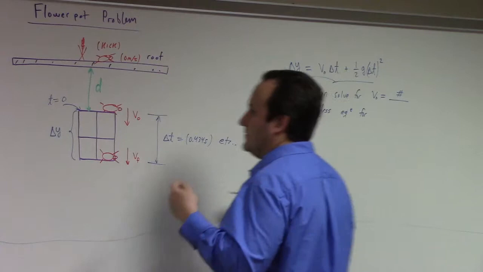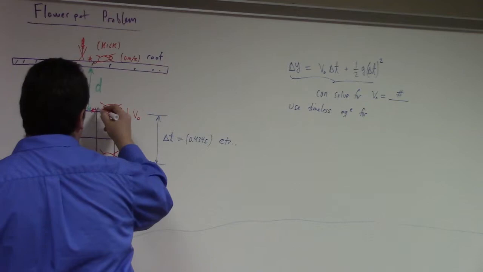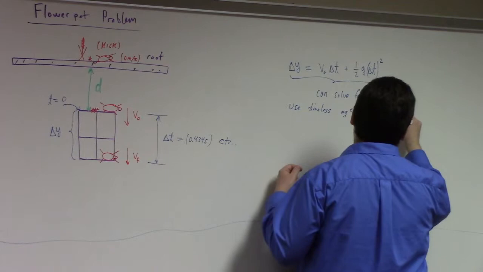I need some labels. So for lack of imagination, I will call this point star and this point star star. Okay, so use the timeless equation for the motion from star to star star.